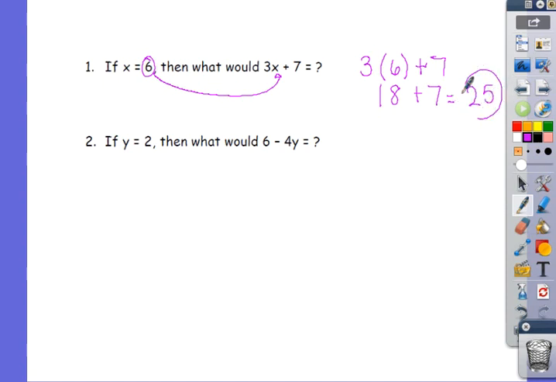Okay, so this is just a very basic introduction. This is not what we're doing. It's more involved, but this is the concept of what we're doing. All right, so you get 25. So let's look at number 2.